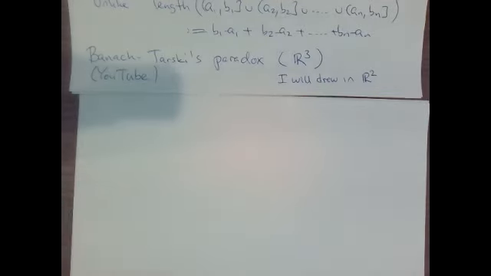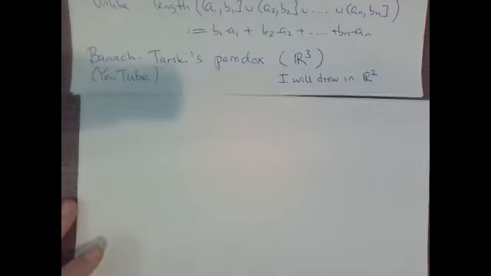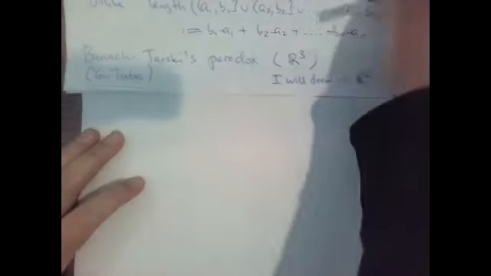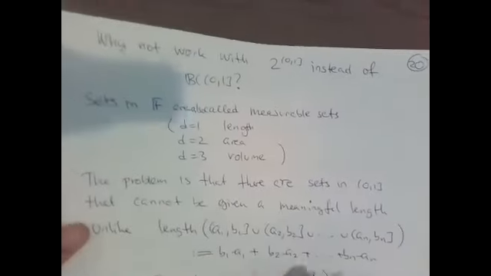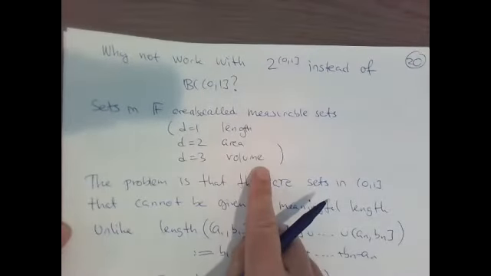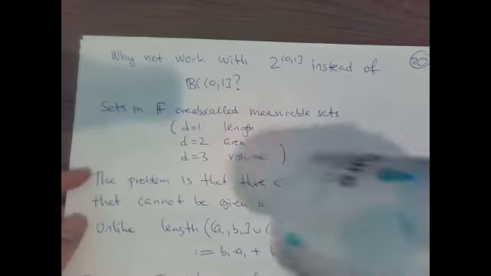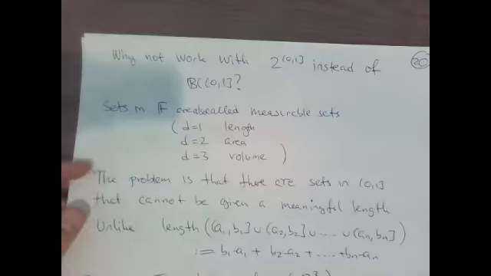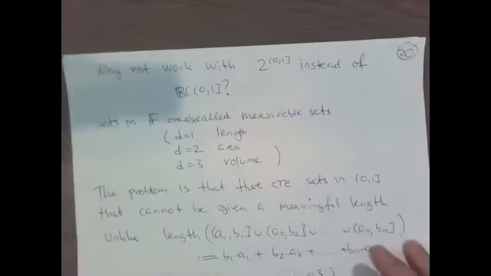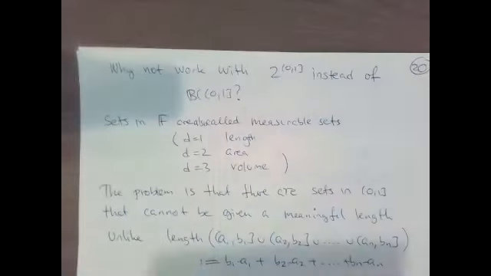So here's the gist of the Banach-Tarski paradox. We're looking at this in R3, and in R3 the thing that we want to measure is volume. So we want to measure the volume of a can of water, or the volume of a book, a three-dimensional object with height, width, and depth.